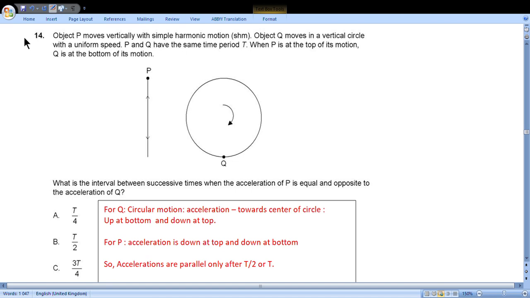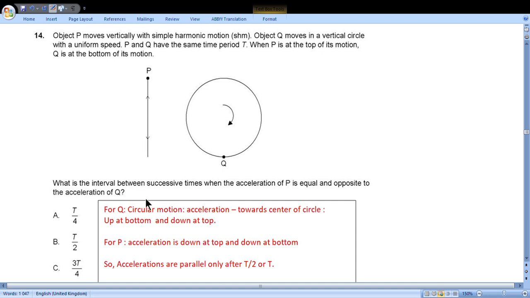Question 14. Object P moves vertically with simple harmonic motion. Object Q moves in a vertical circle with a uniform speed. P and Q have the same time period, T. When P is at the top of its motion, Q is at the bottom of its motion. What is the interval between successive times when the acceleration of P is equal and opposite to the acceleration of Q?